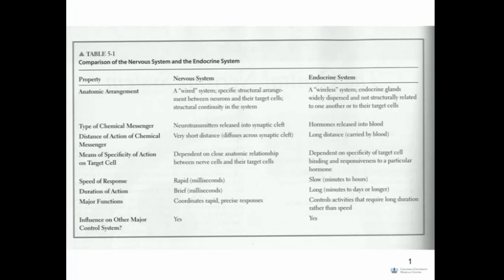Okay? Both systems control all major functions of the body, and both have influence on the other control system. So the nervous system controls parts of the endocrine system, and the endocrine system controls parts of the nervous system. Okay, so very interrelated. So first we're going to talk about the nervous system. That's going to probably take us maybe 2 lectures, and then we'll talk about the endocrine system. That might take us another 2 lectures. Okay? Give or take.